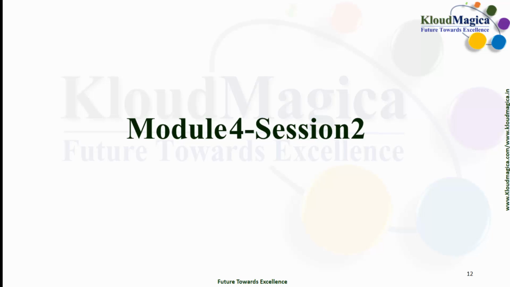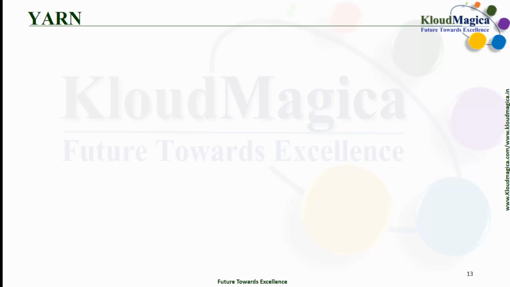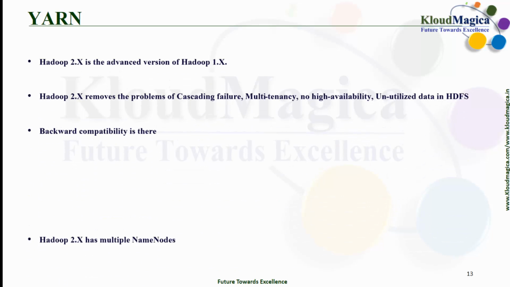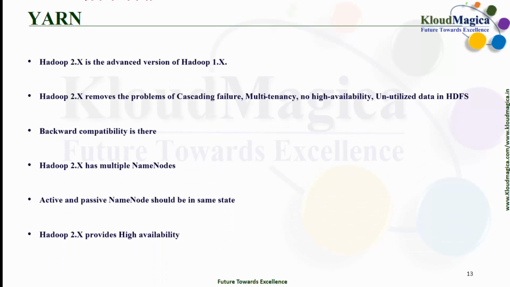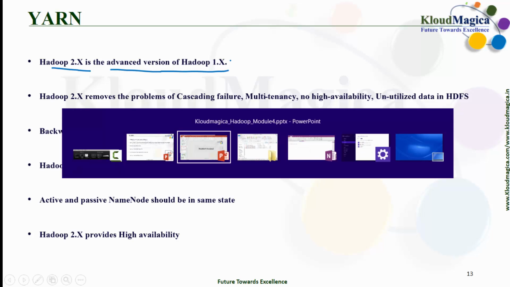In last session, we discussed Hadoop 1.x and the limitations of Hadoop 1.x. Now, let us start with YARN. Hadoop 2.x is the advanced version of Hadoop 1.x.